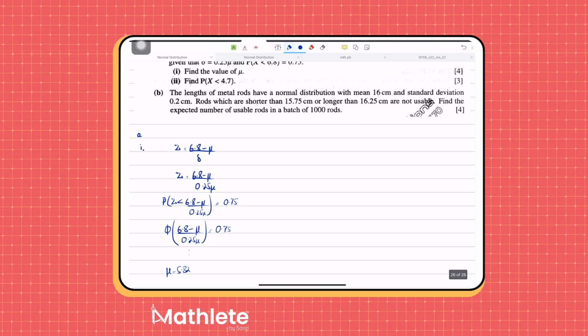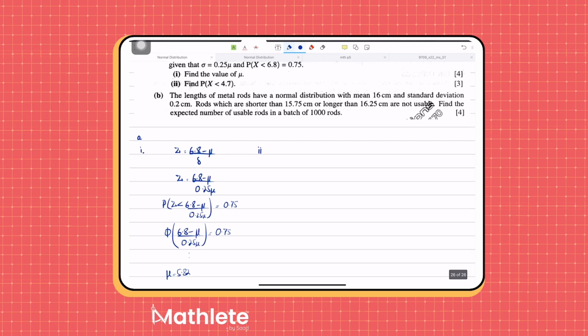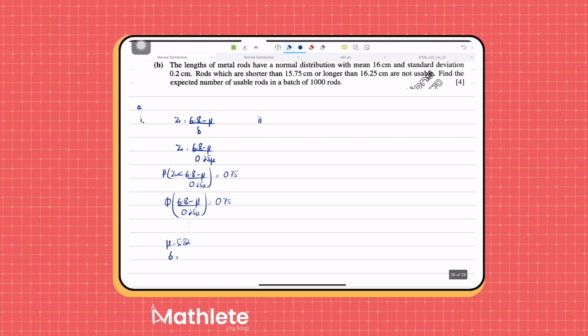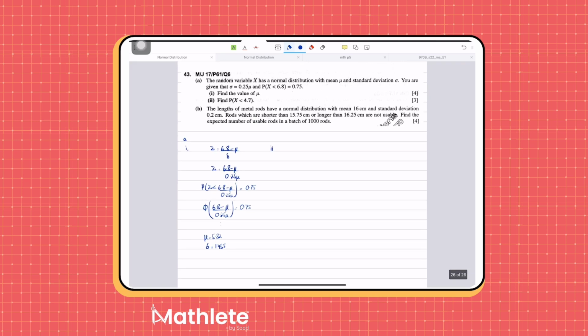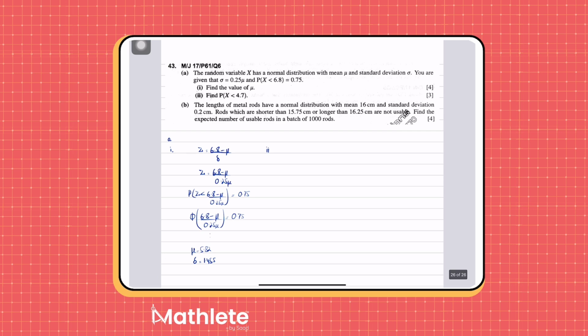For part 2, not only will you be able to find the value of mu, you will also be able to determine sigma. So sigma will be what? Anyone who's worked out the value of sigma, the standard deviation? 0.25 into 5.82, that's 1.455. Using that, you will be able to find the probability of x being less than 4.7. These two parts are fairly easy. That's not what I'm interested in. I'm interested in whether you guys can solve part B or not.